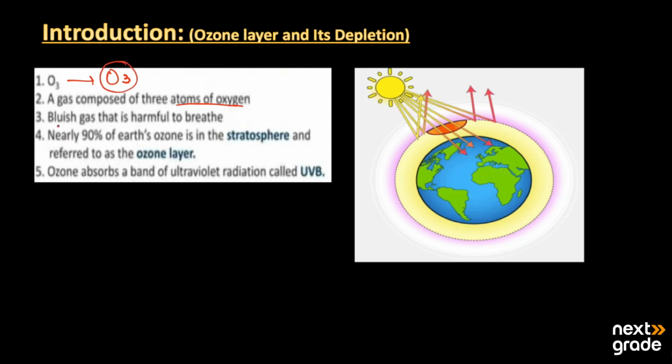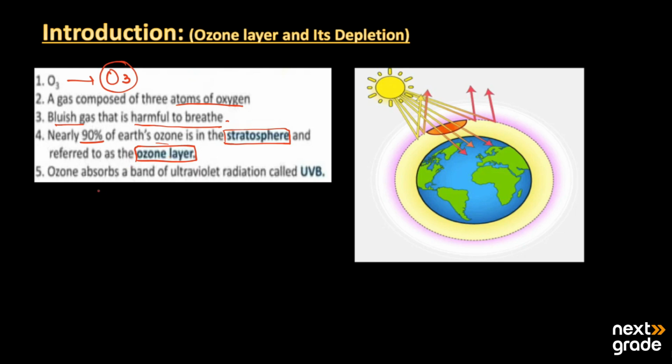On the other hand, it is a bluish gas that is harmful to breathe. If someone breathes ozone, it will be harmful for that person. Nearly 90% of the Earth's ozone is in the stratosphere, which is the second layer of the atmosphere, and it is also referred to as the ozone layer. It is known as the ozone layer.